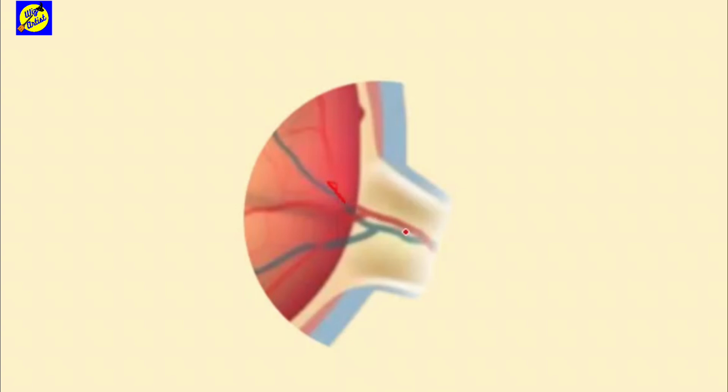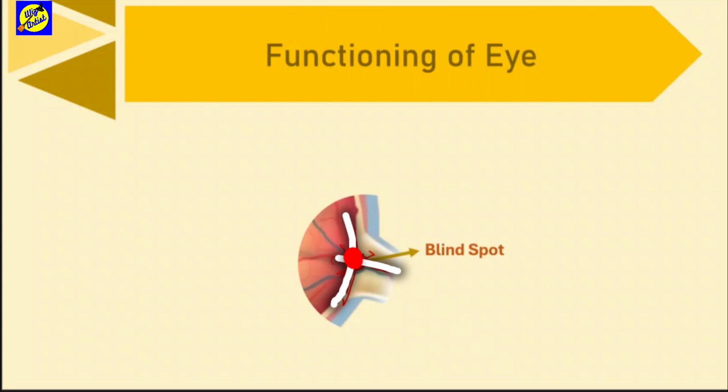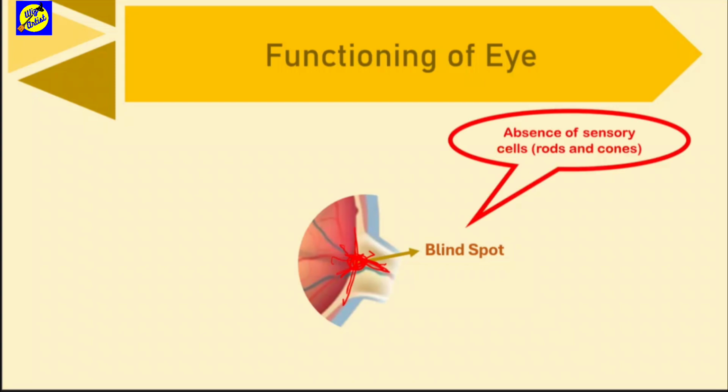Now, if you notice, the optic nerve and the retina have an intersecting point. This junction of the optic nerve and the retina is called the blind spot. Why is it called so? Because this junction is absent of any sensory cells. Any rods and cones are not present in this spot. That is, if any light falls onto this blind spot, our eye will not be able to perceive or interpret it.